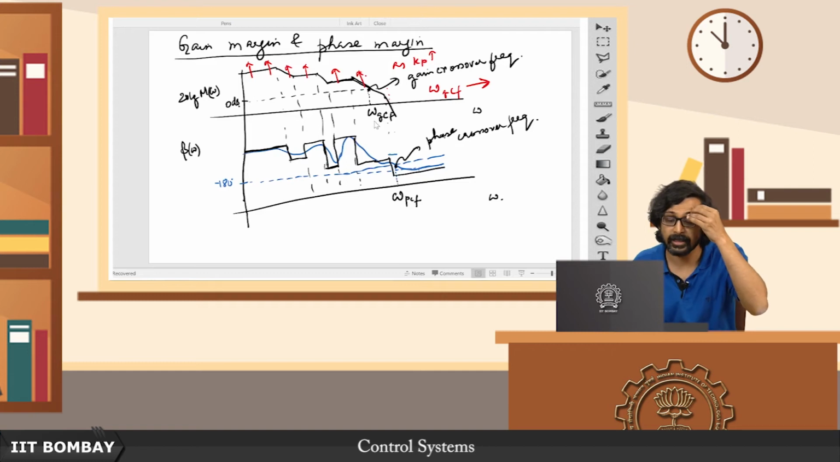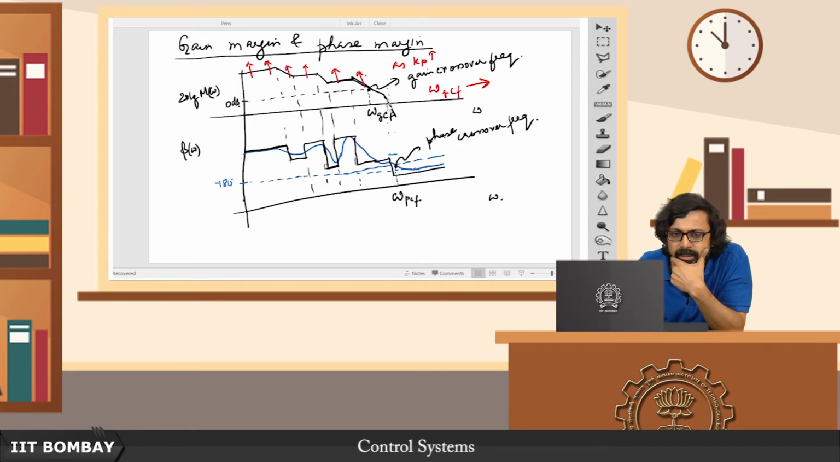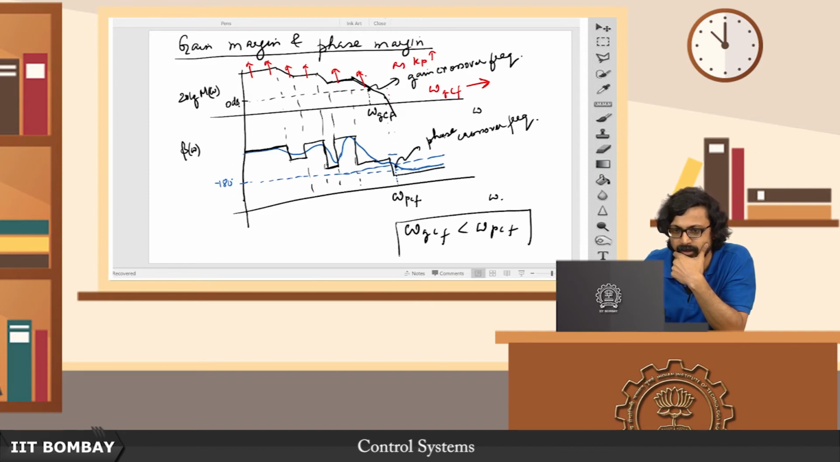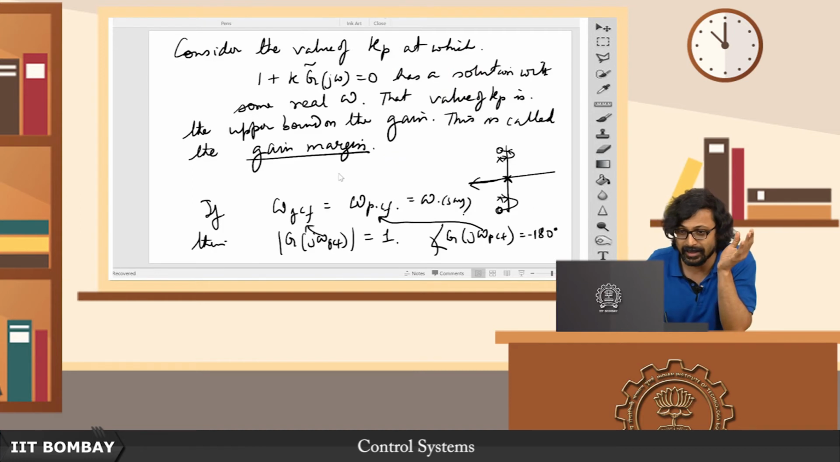So you see here, for example, in this instance, at omega GCF, because the PCF in this case we have seen that omega GCF is less than omega PCF, and we will later establish that this is actually the condition for stability in general. Of course, as I said, there are pathological cases such as this where there are multiple crossovers. We will get to that shortly, I promise.